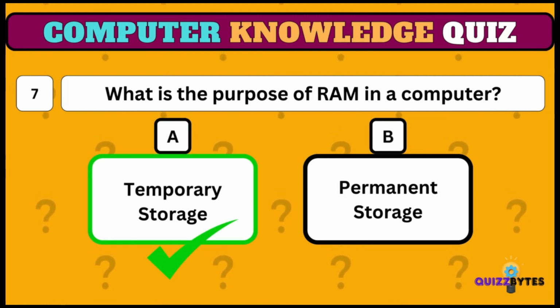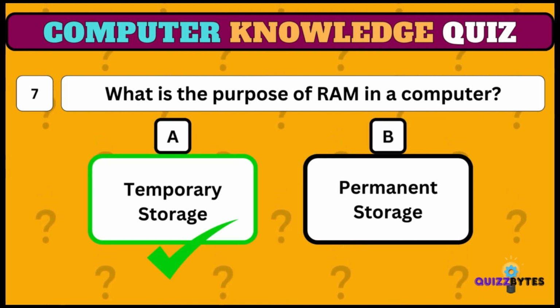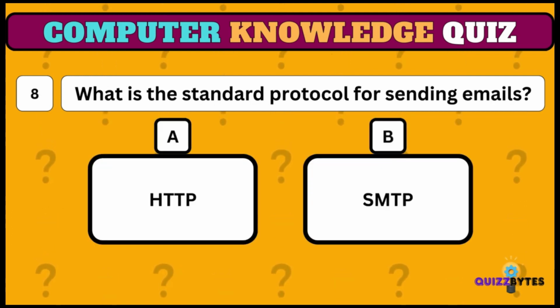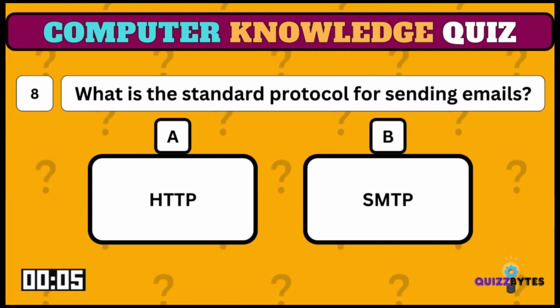You're absolutely right. RAM provides temporary storage for data and programs that are actively in use by the computer. On to question 8. What is the standard protocol for sending emails? A. HTTP, or B. SMTP?